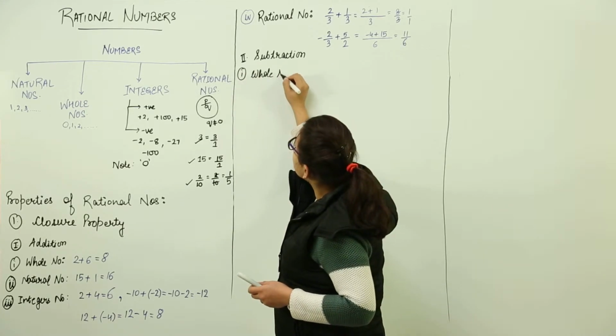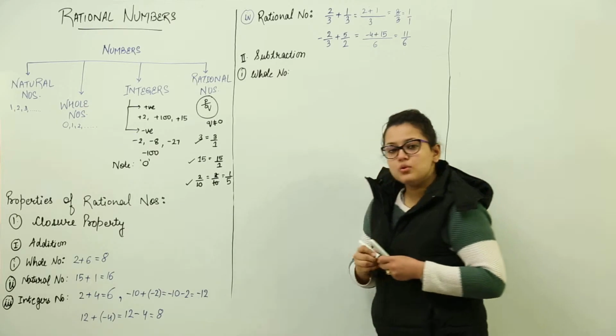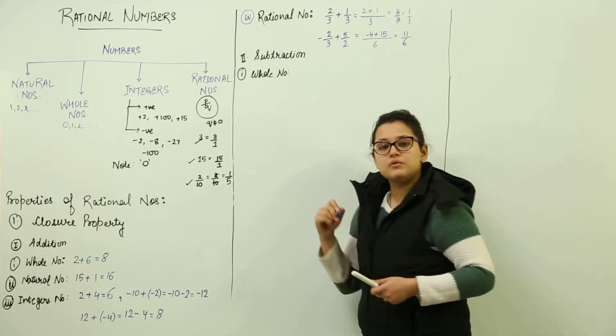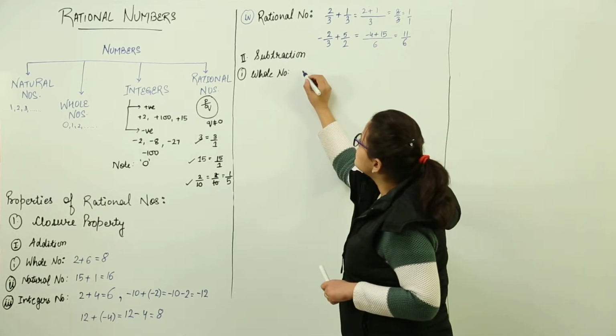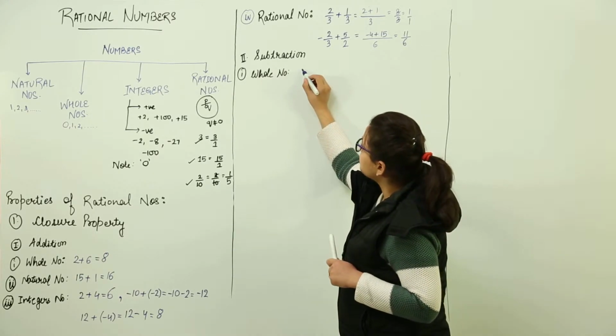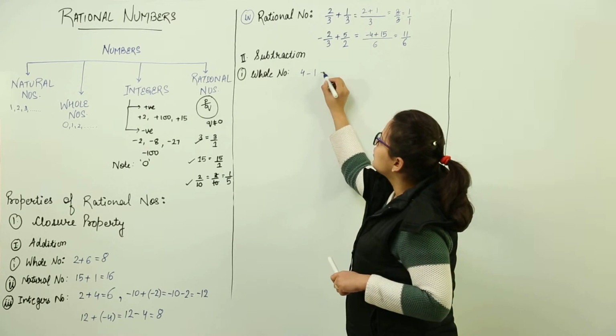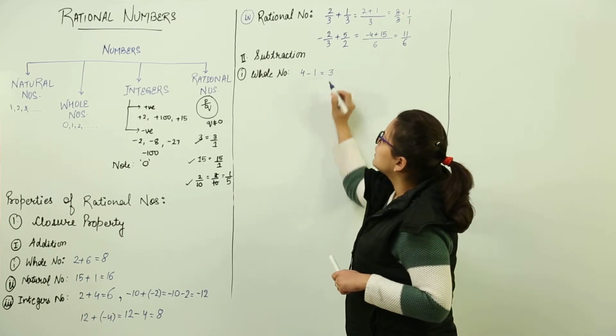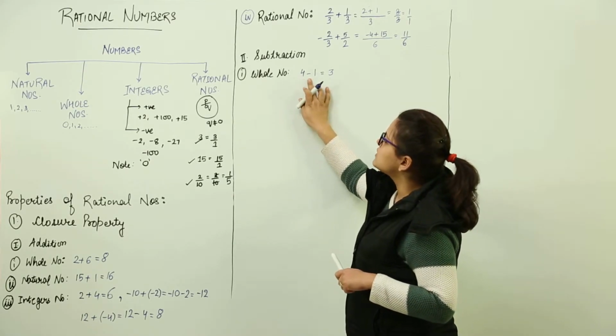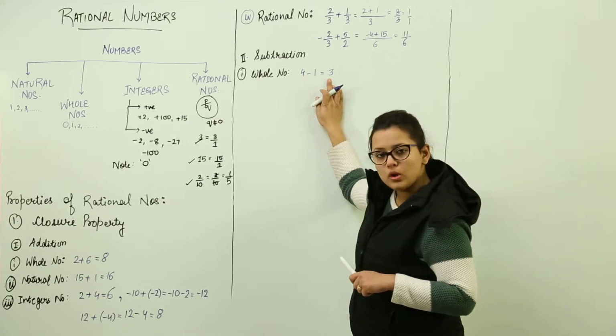For whole numbers, again, we will be taking any two whole numbers and we will be doing their subtraction. Let us take any two whole numbers. Say I am taking 4 minus 1. What would it give me? 3. Now again, two whole numbers subtracted give me another whole number.